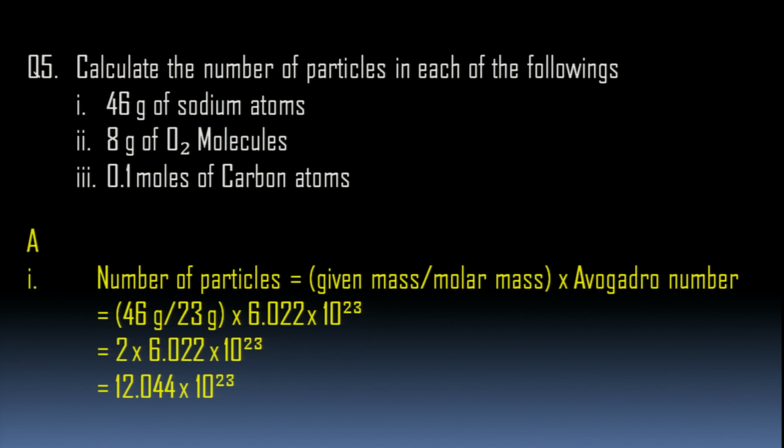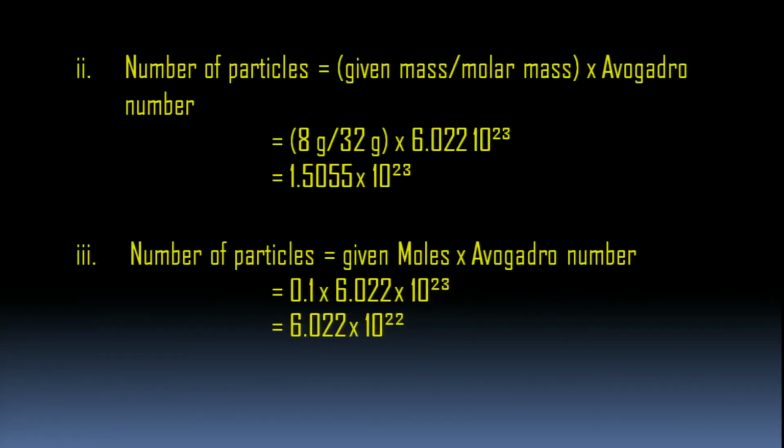Then comes 8 grams of O2 molecule, oxygen molecule. 8 grams of molecules. Same thing. Given mass by molar mass into Avogadro's number. What is the given mass? 8. What is the molar mass of O2? 16 is the atomic mass of oxygen. Okay, molar mass of oxygen 16 grams. 2 atoms of oxygen are there, so it becomes 32 grams. 8 by 32, it comes out to be 1 by 4 into 6.022 into 10 to the power 23, and it becomes 1.5055 into 10 to the power 23.